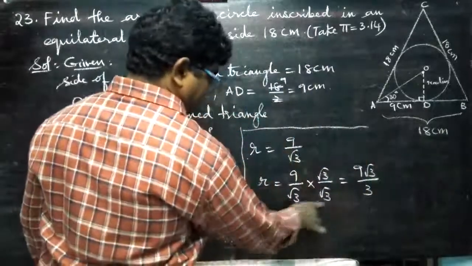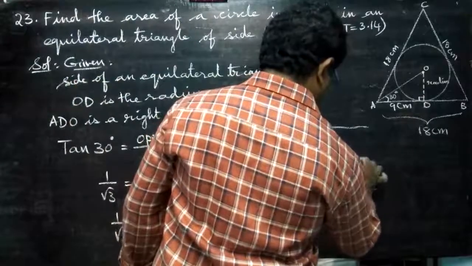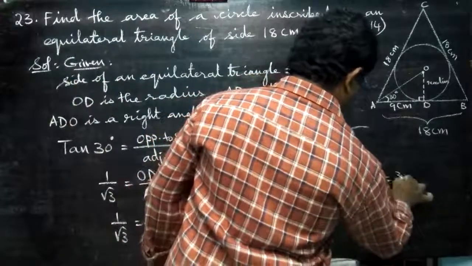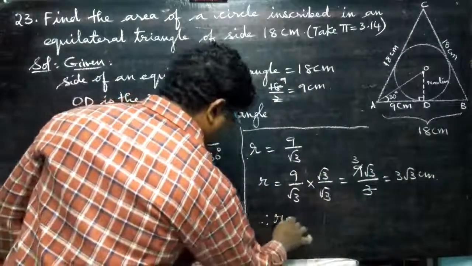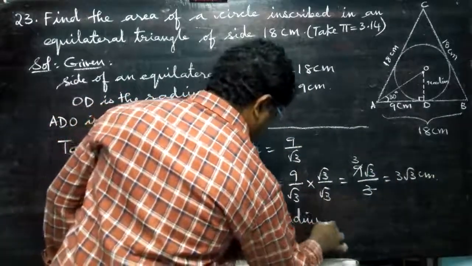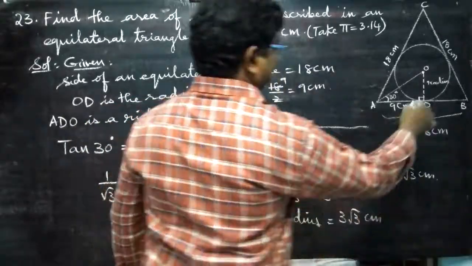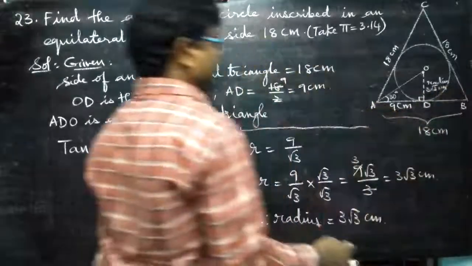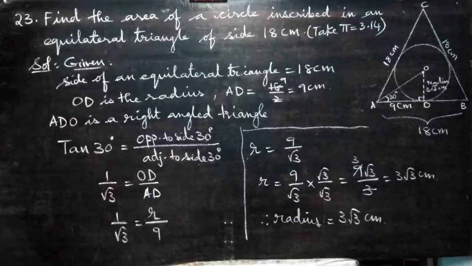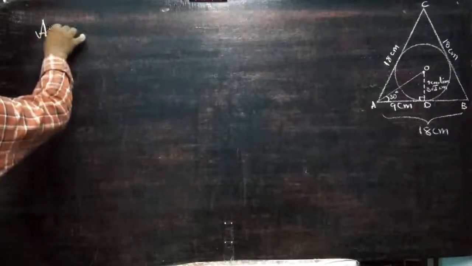Root 3 into root 3 is 3. 3 goes how many times in 9? 3 times. So you got 3 root 3 centimeters. Therefore the radius is equal to 3 root 3 centimeters. Able to follow? Now we have to find the area of a circle. Now they told us to find the area of a circle.